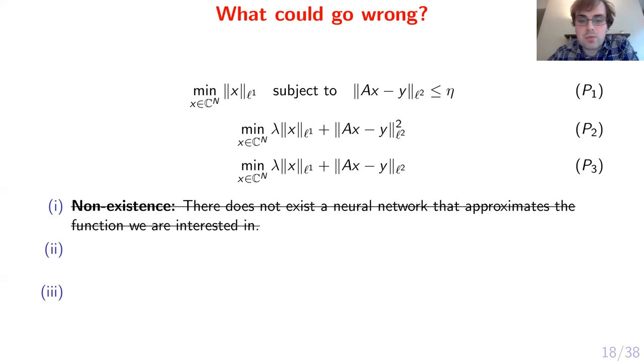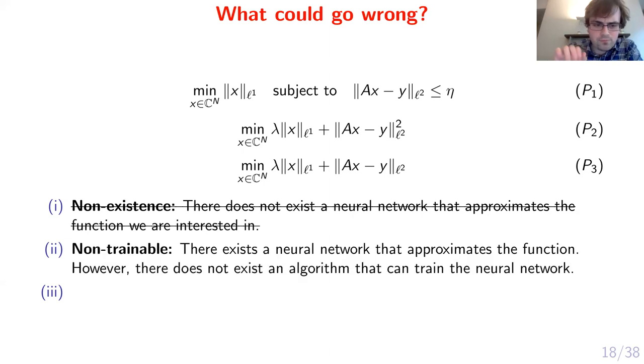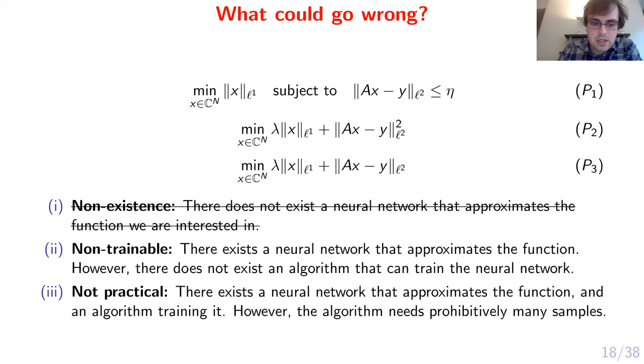So there does exist a good neural network that is an accurate approximation of the solutions, and is also stable. So that's fairly easy to do. The second thing that can go wrong is that there might exist a neural network that approximates the function. However, there might not exist an algorithm that can train the neural network. And the third thing that can go wrong is that it might be trainable. So there might exist a neural network and an algorithm that can train it, but it might not be practical. So you need prohibitively many training samples to approximate the solution maps of these three problems.